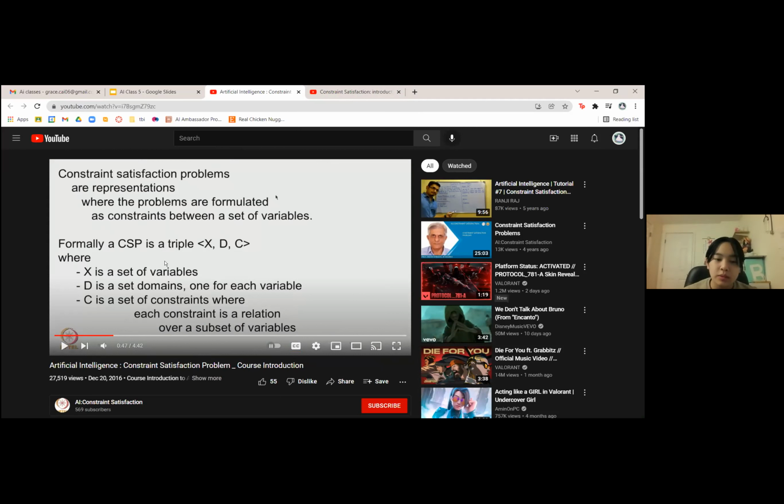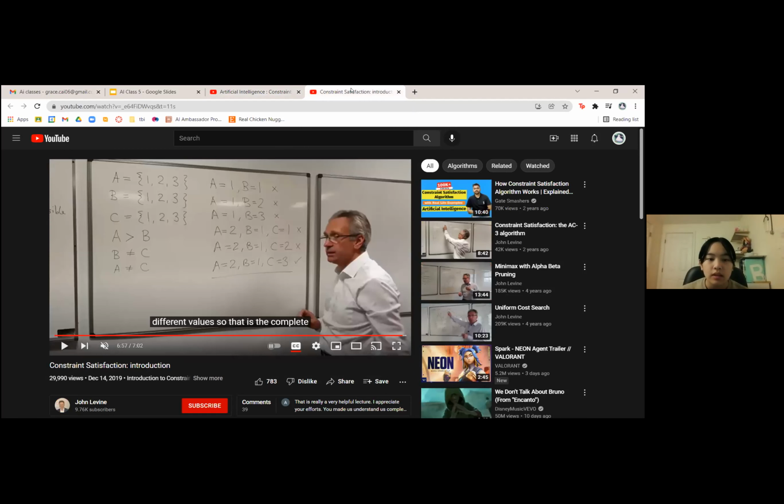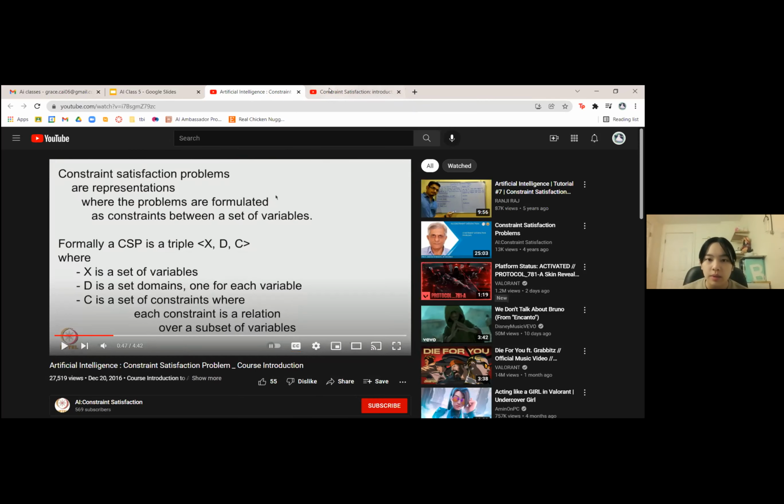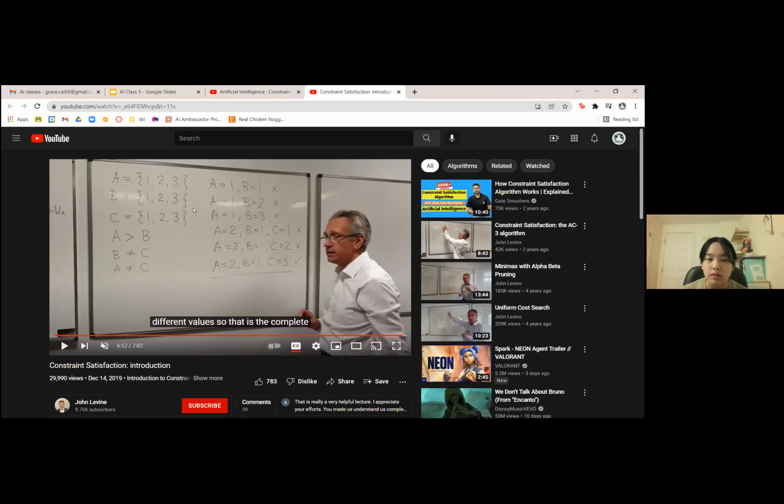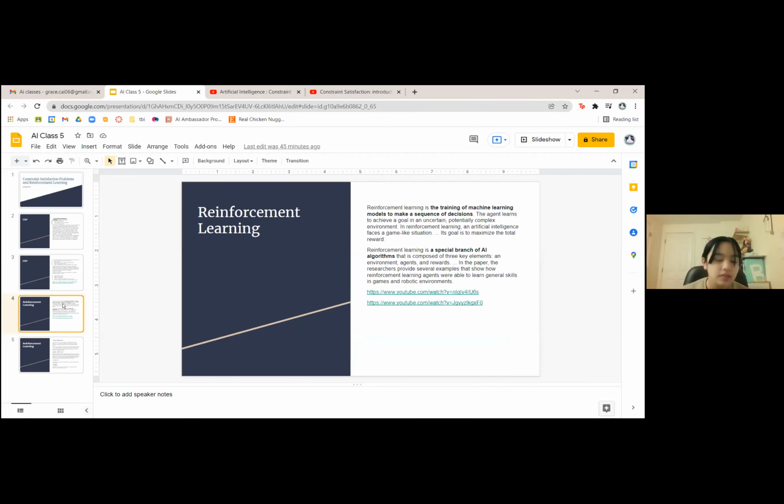So they're formally triples, and just like how we talked about before, there's a set of variables, a set of domains, and a set of constraints. Just like in the example that this guy was using, the variables would be A, B, and C. And then the domains would be 1, 2, 3 for each. And then constraints would be things like A has to be greater than B, or B can't be equal to C, A can't be equal to C. And then that's how we get something later. So that's the first thing we have to talk about today.